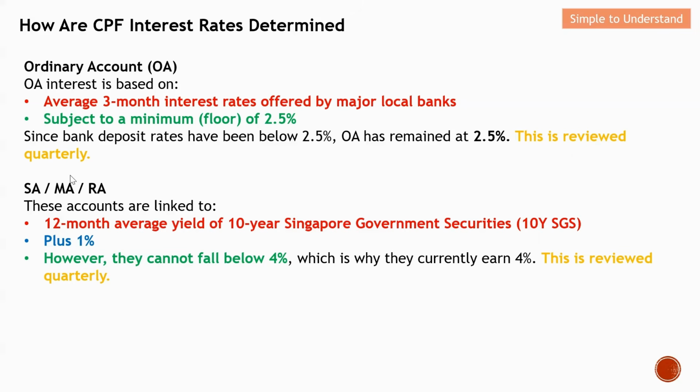Our SA, MA, and RA depend on the 12-month average yield of 10-year Singapore Government Securities. Basically, they add another 1%, and they do not want this number to fall below 4%. At this moment, we are at 4% because the Singapore Government Securities yield is lower than 4%. I would also like to highlight that this is reviewed quarterly.